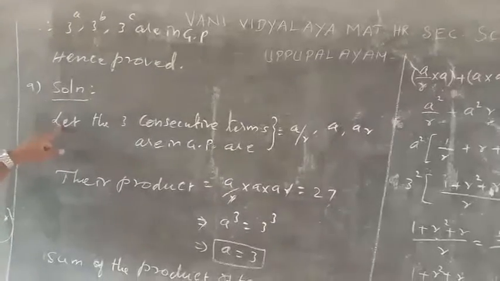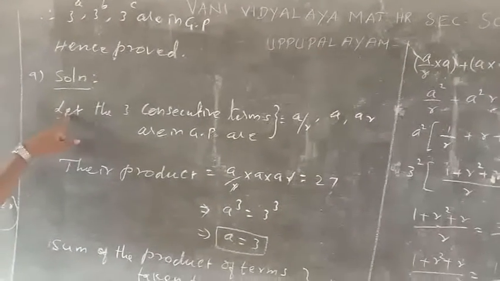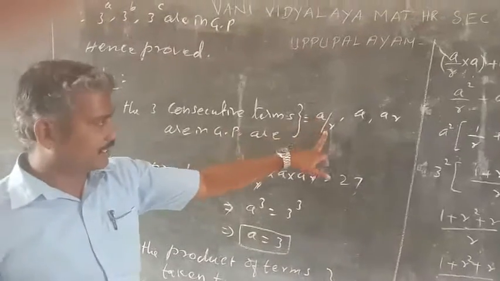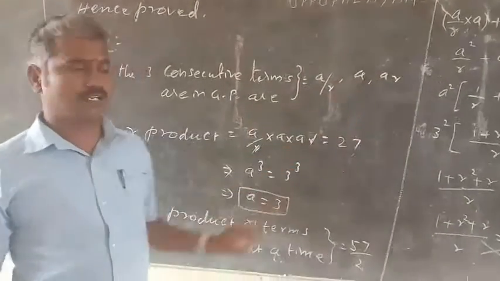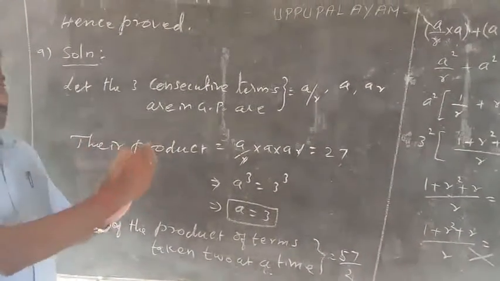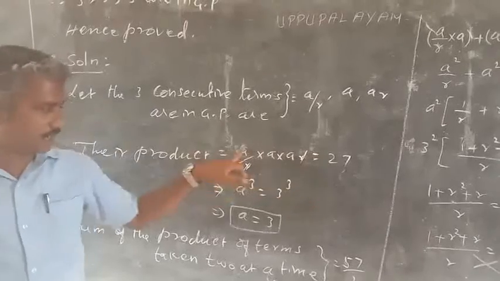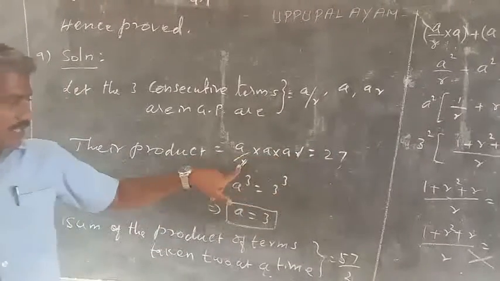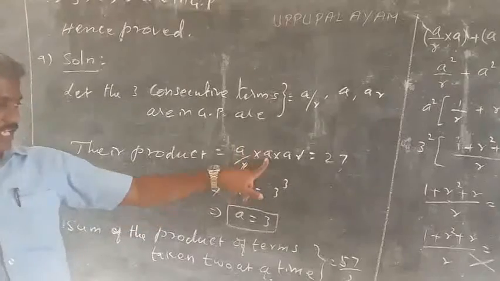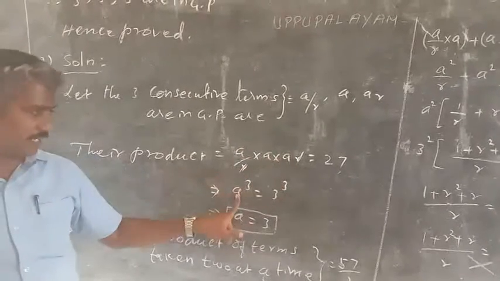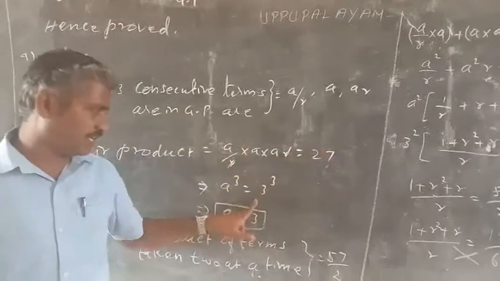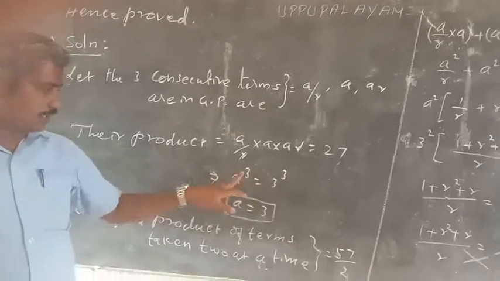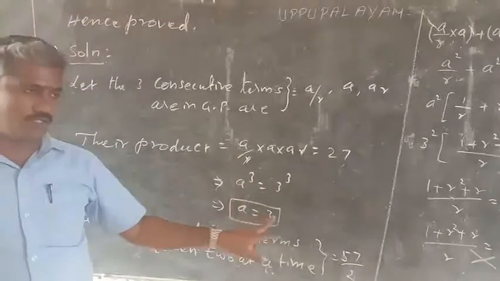Okay, let the three consecutive terms in GP be a by r, a, ar. The product of the three terms is 27. So a by r into a into ar equal to 27. The r cancels, and a into a into a is a cube. 27 converts to 3 cube. Take the cube root on both sides. So 3 cancels, and a equals 3.